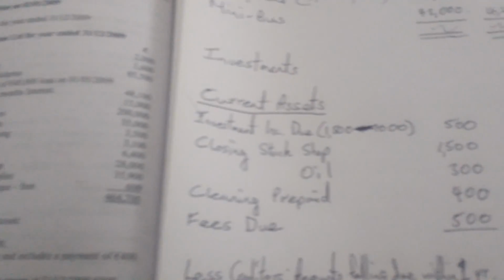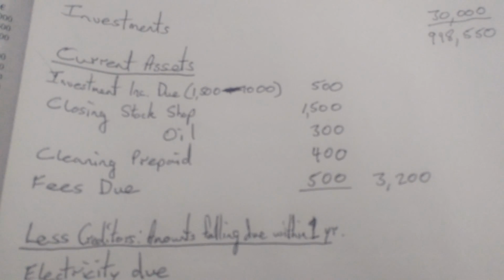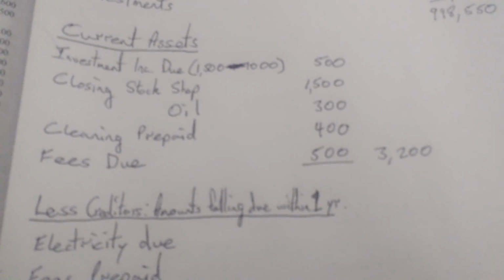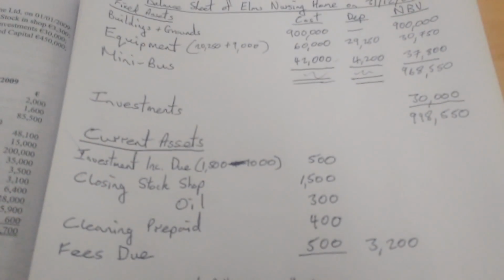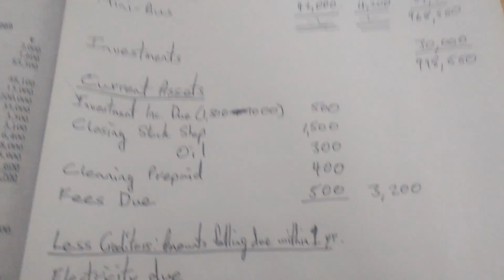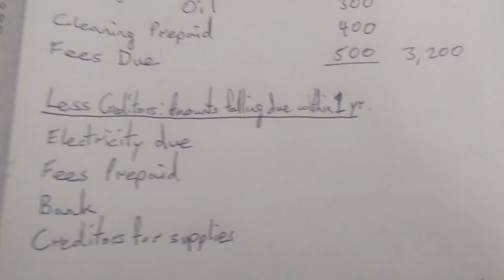Okay, welcome back. Now, where we finished up, we had just totaled the current assets here, and we were about to move on to the less creditors amounts falling due within 1 year. So I had put the assets in the first column, and I'm also going to put the creditors amounts falling due within 1 year in the first column.